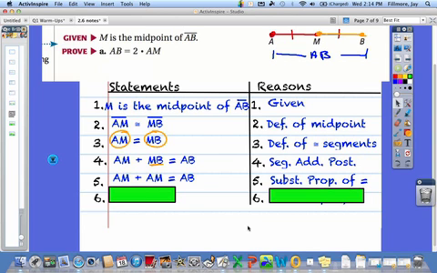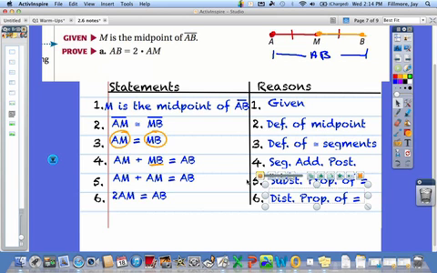And finally, now that I have two AMs, I can just combine like terms and write that as 2AM instead of AM plus itself. Just combine those like terms together, equals AB, which is what we were looking for up here. Now, for my reason, I'm not going to say combine like terms, because when Euclid came up with this system of geometry, he didn't use combine like terms in his proofs. He used the distributive property as a type of combining like terms. So anytime you combine like terms, you're using your distributive property.